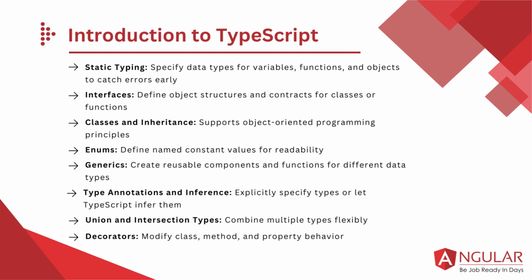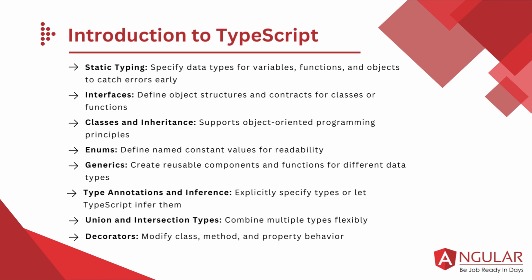Next up, interfaces. Define object structures and contracts for classes or functions, enhancing readability. TypeScript supports object-oriented programming. Create classes and utilize inheritance, encapsulation. Enums define named constant values, making your code expressive and easily understandable. Generics enable reusable components and functions for different data types, reducing duplication.